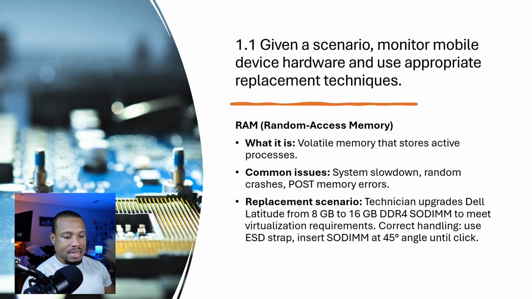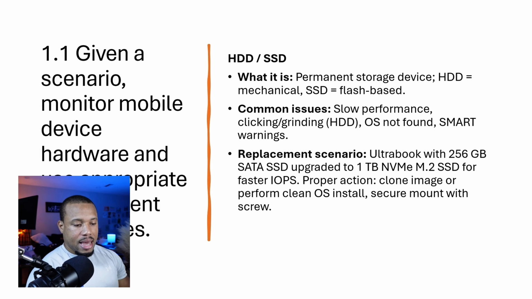Hard drives and solid-state drives are where data lives. Hard drives have moving parts and fail with clicking or grinding noises. Solid-state drives are much faster with no moving parts, but can fail suddenly. When upgrading, you can either clone the old drive or do a clean OS install. Now keep in mind, hard drives, higher capacity but slower. Solid-state drives, faster performance but higher cost per gigabyte.